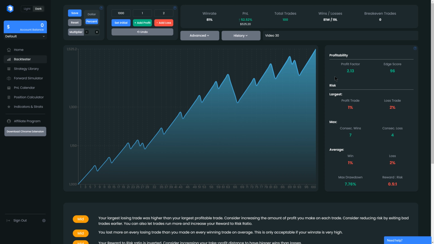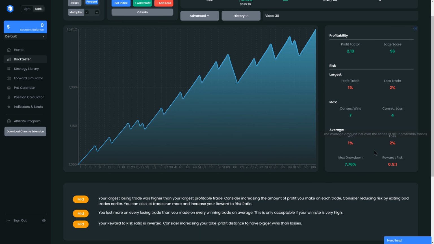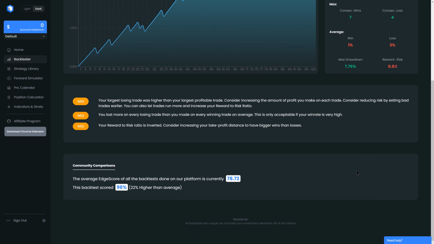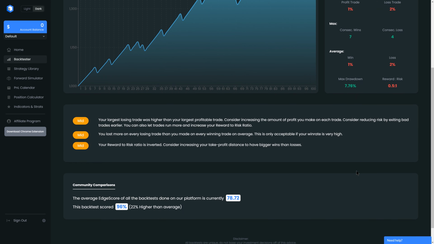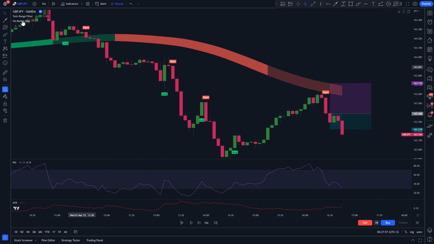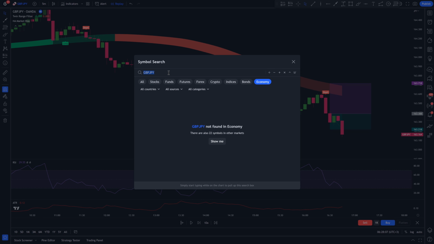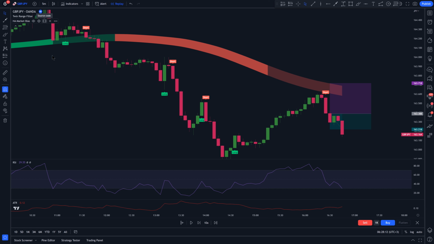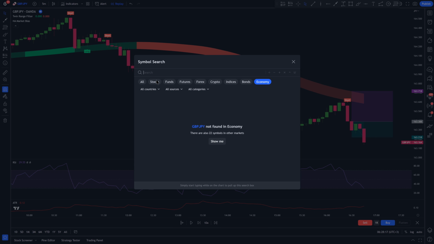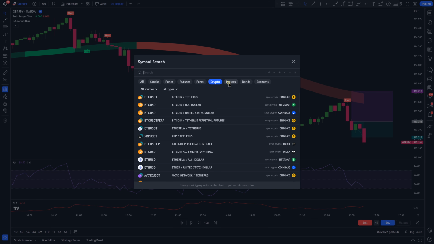We saw that it had an amazing profit factor of 2.13, 7 consecutive wins against 4 consecutive losses, and a maximum drawdown of 7.76%. Also, it took me just over 4 months to find these 100 trades. This strategy was done and tested on the 5-minute time frame of GBP/JPY. However, you don't have to stick to this. You can do this strategy on any security that you like to trade as well as on any time frame.